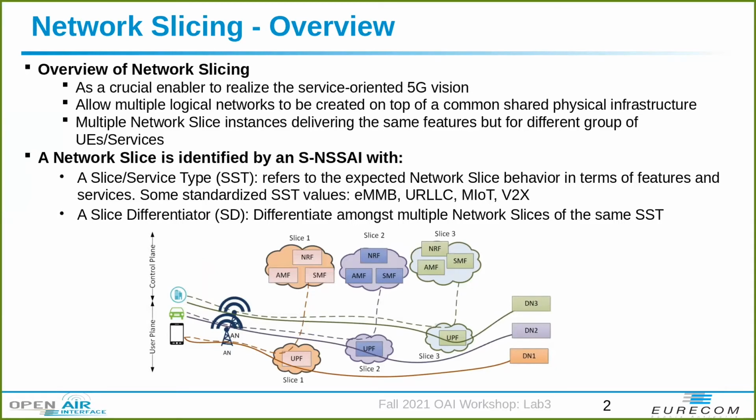In network slicing, we can deploy multiple logical networks created on top of the common shared physical infrastructure. Basically, multiple network slice instances will be created to deliver the same features, but for different groups of UEs and services. A network slice is identified by a single network slice selection assistance information, composed of a slice service type or SST and a slice differentiator or SD.